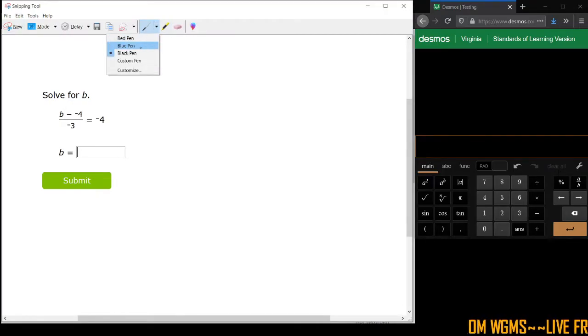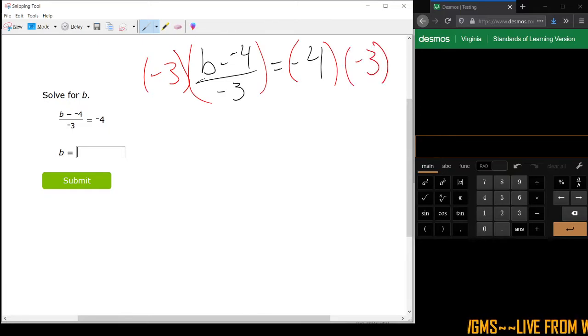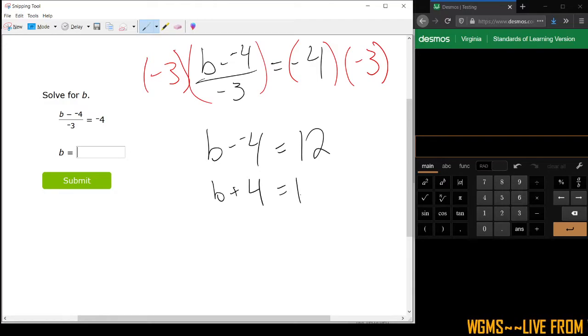Same setup. I have b minus a negative 4 over negative 3 is equal to negative 4. Multiply both sides by a negative 3. On the left side it cancels out, and so we're just left with b minus a negative 4 is equal to a positive 12. So be very mindful of this. Again, when you have minus a negative, it is the same thing as adding a positive. So I can rewrite that equation. Again, that's a 7th grade idea.